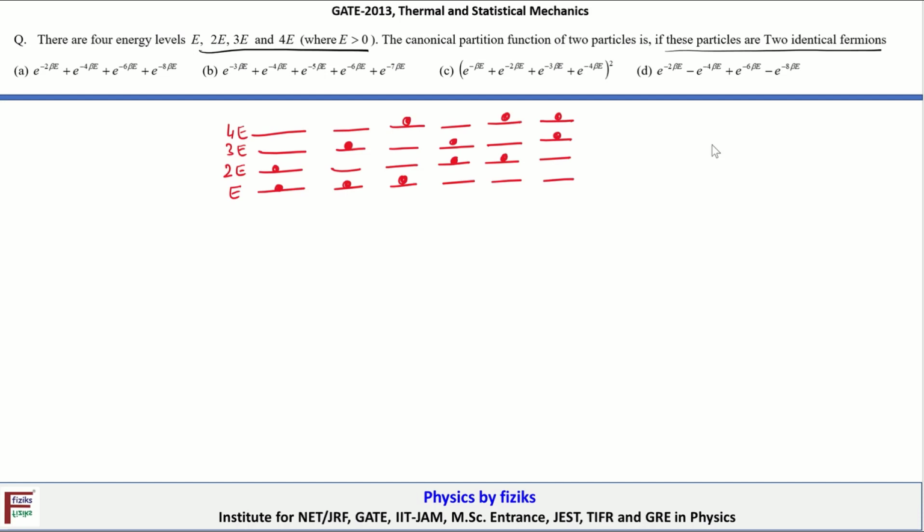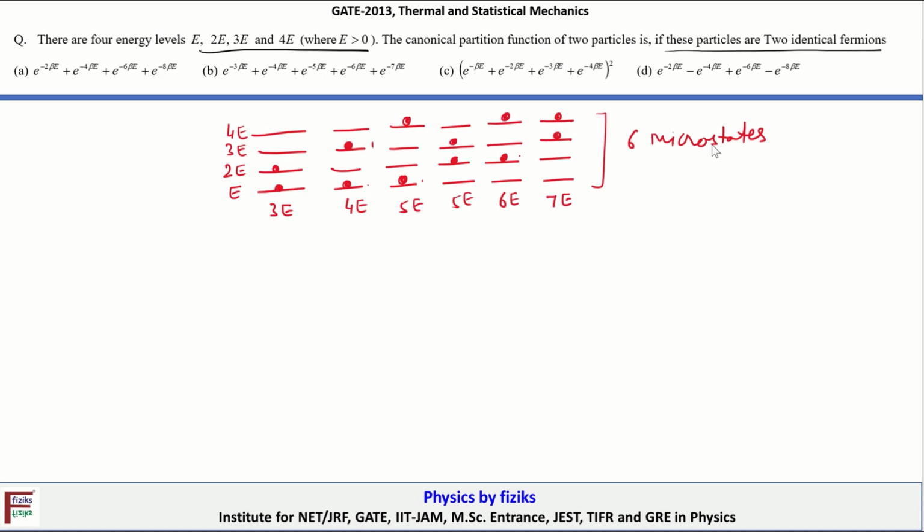Let me now write the total energy associated with each microstate. I will call these 6 different microstates. So we are having 6 microstates. Now the energy of each microstate. Here 2 plus 2e plus e, so the total energy of the system is 3e. Here 1 plus 3e, that is 4e. Here 1 plus 4e, that is 5e. 2 plus 3, 5e. 2 plus 4e, 6e. 3 plus 4, so that is 7e.